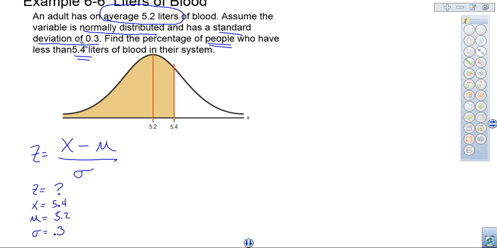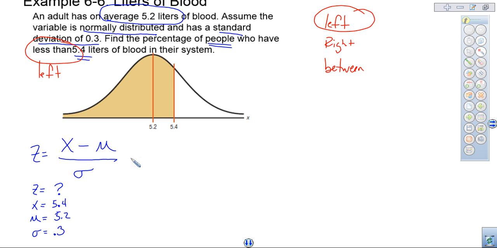There's one more piece on here, less than. We've done problems to the left, we've done problems to the right, and we've done problems between. If we're doing less than, then we have area to the left. So we go back through our notes and apply the properties of what we did when we found the area to the left. So let's set up our z-score. Our value is 5.4 minus 5.2 divided by our 0.3 for our standard deviation.